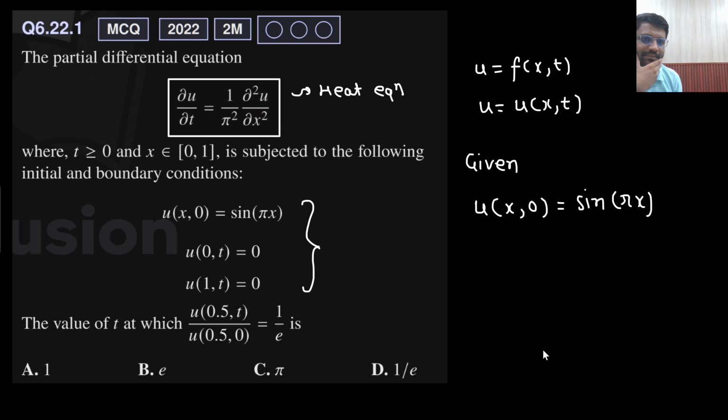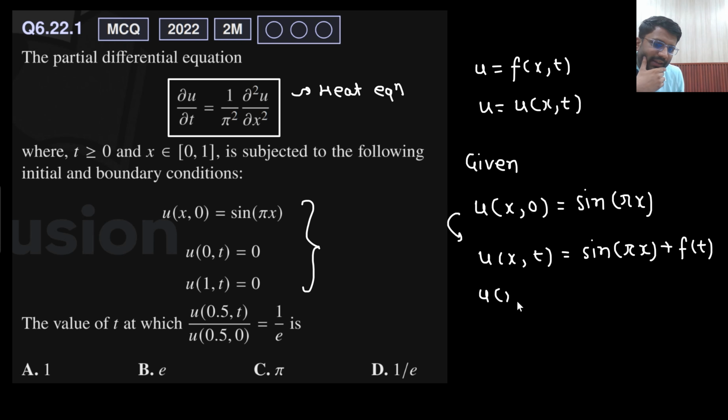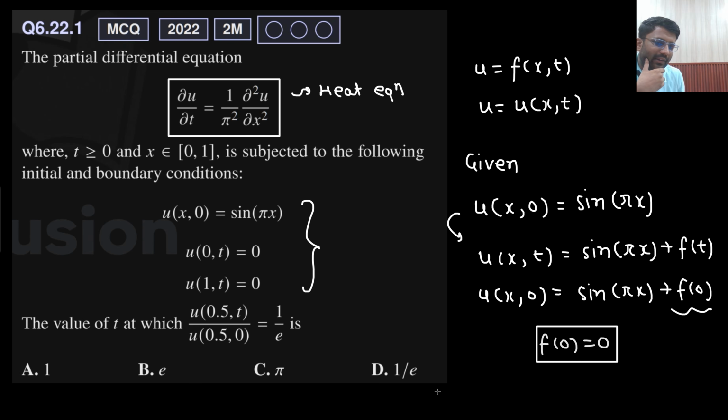This is what they are saying, right? So now from this information, what can you think? Sir, u of x comma t, if I assume this as sin pi x plus f of t, there will be some function of t as well, no? Plus f of t. So here if I put x comma 0, then what am I getting? Sin pi x plus f of 0, and f of 0 has to be 0. From here what you are getting is that f of 0 has to be 0. This is what I am getting, right?